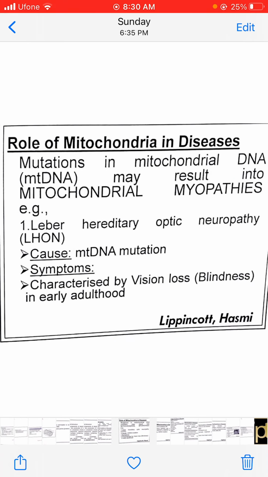Now, if the mitochondria does not function properly, it may lead to different types of disease. Some of the diseases are mitochondrial DNA myopathies. First one is the Leber hereditary optic neuropathy. It is due to the mitochondrial mutation, and as the name indicates, optic neuropathy. Optic means vision loss, and neuropathy means nerve damage, characterized by the vision loss in early adulthood.